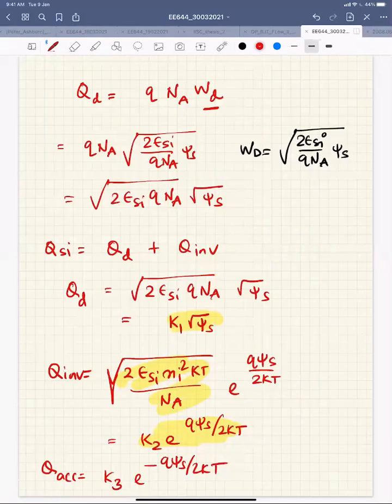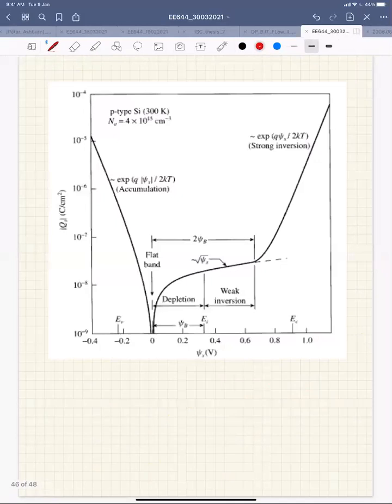Now if I plot how the charge in the silicon varies, this is my silicon charge, and this is the potential drop across the silicon, psi s. So how does it vary? In accumulation, if psi s is negative, this part is accumulation. Here your charge varies exponentially, right? It has an exponential dependence.